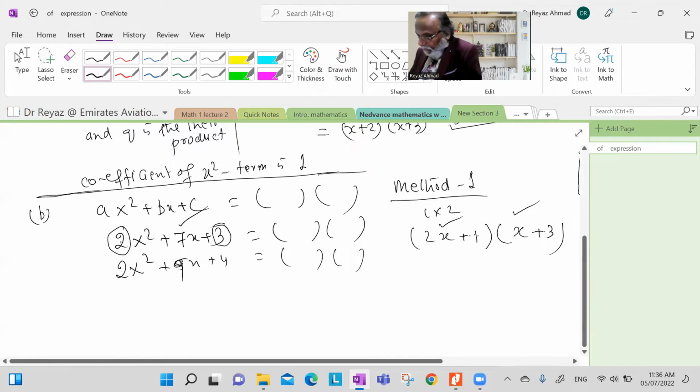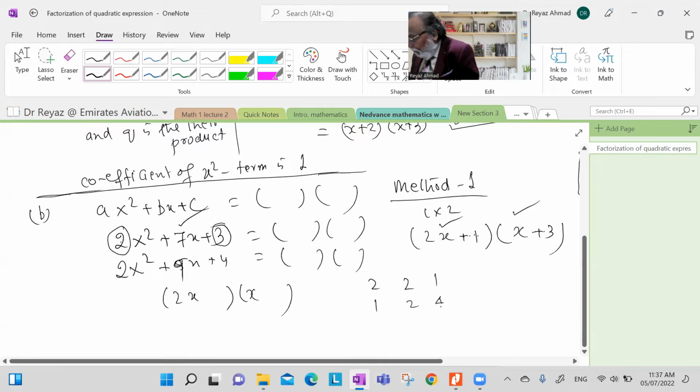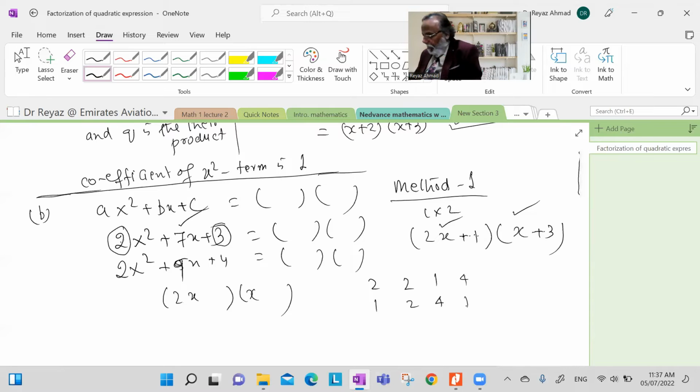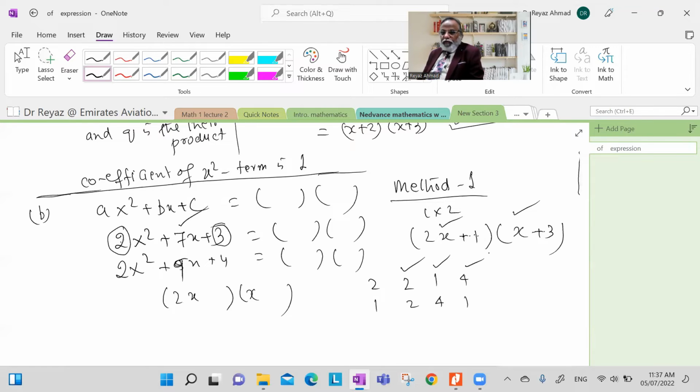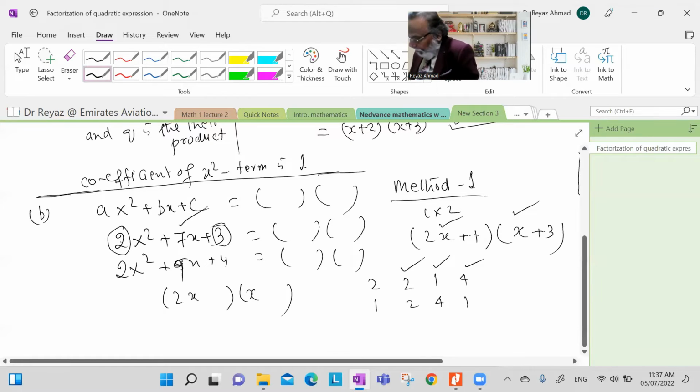It is similar to the previous one. One thing is already decided, 2x and x. There is no issue over here. So I'll be writing again 2, 1, and then 4 has factors this time: 2, 2, 1, 4, and 4, 1. So I will now be taking one by one each column and see whether the sum of the cross multiplied values gives me the number 9 or not. So if I choose this one, this is going to give me 4 plus 2, 6, but I need 9, so this is cancelled.